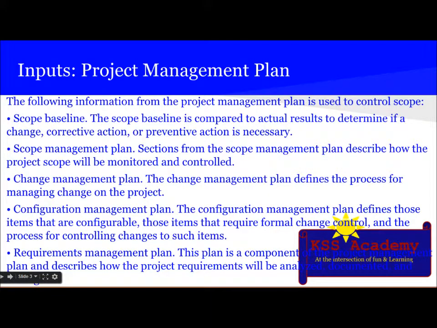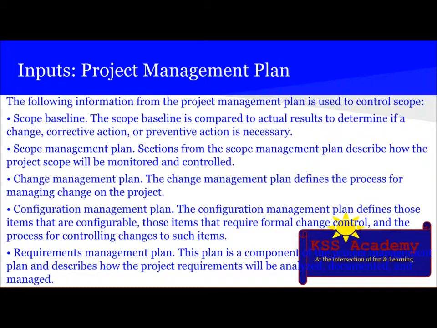So the first input is project management plan. The following information from the project management plan is used to control scope. The first thing which comes under project management plan is scope baseline. The scope baseline is compared to actual results to determine if change, corrective action, or preventive action is necessary.